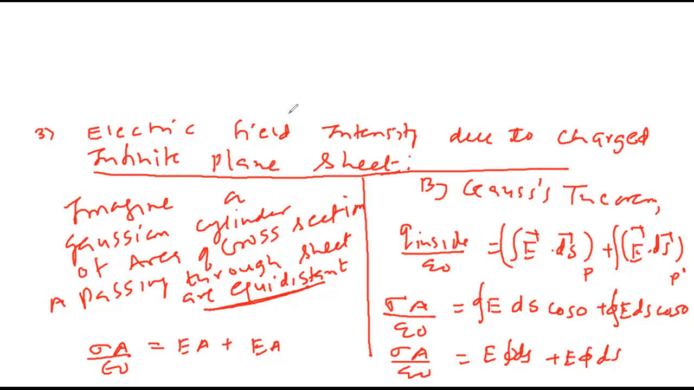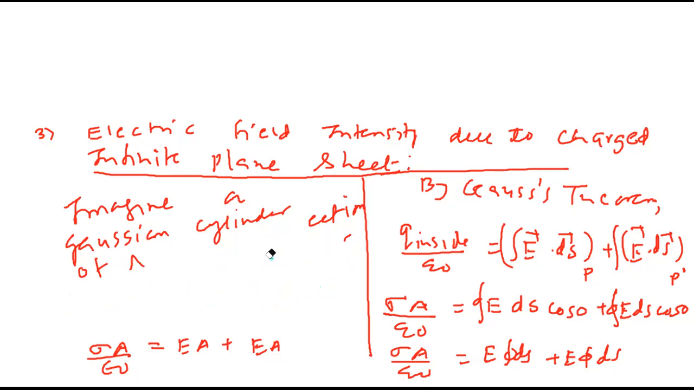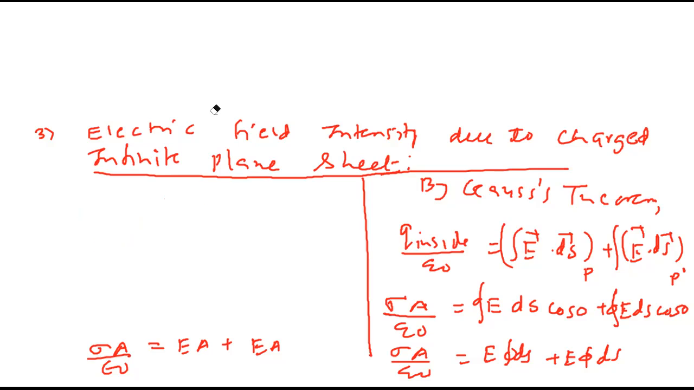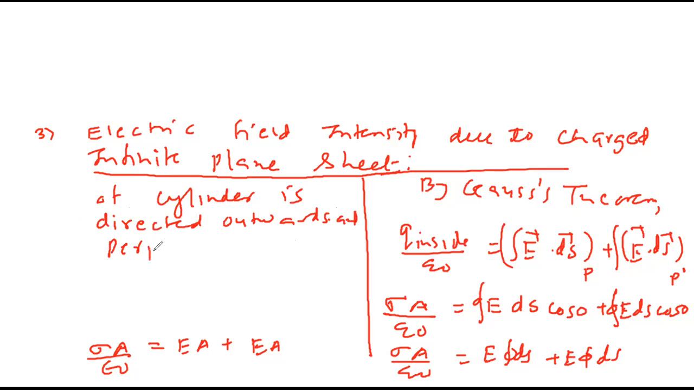Thus the intensity at points P and P dash on the plane surfaces of the cylinder is directed outwards and perpendicular to the surface. Then copy. Therefore, by Gauss's theorem.